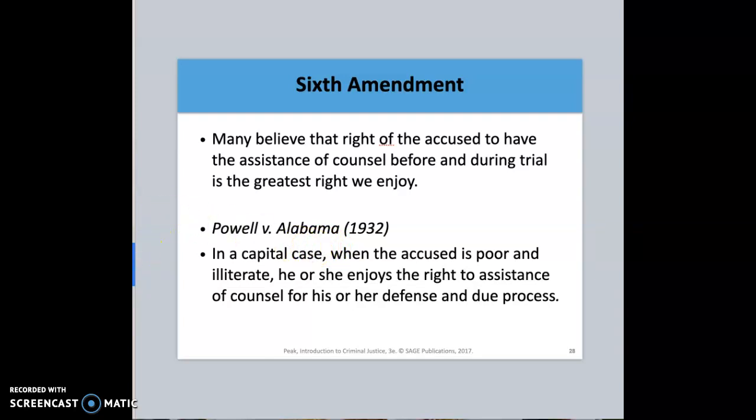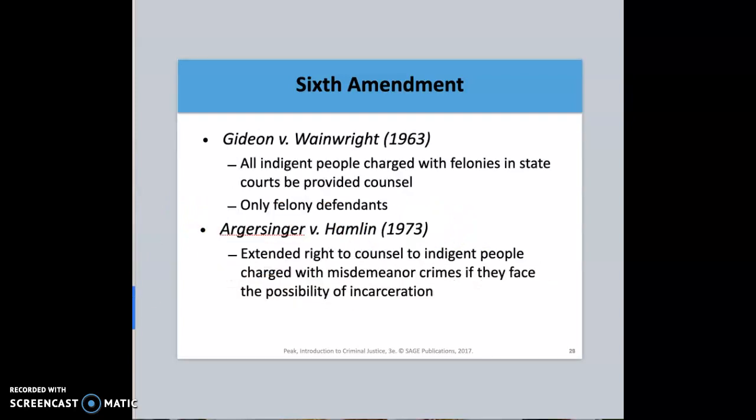But that changed in 1932 with Powell v. Alabama. Some of the other cases, again: all indigent people charged with felonies in state courts are to be provided with counsel. That was in 1963. And then Argersinger v. Hamlin extended the right to counsel for indigent people charged with misdemeanor crimes if they face the possibility of incarceration. So basically, anytime you are facing the likelihood of incarceration as punishment, you are entitled to legal representation. And if you cannot afford that, the state, or the federal government if it's a federal crime, has to provide you with that legal representation.